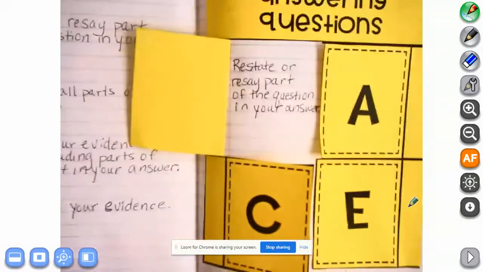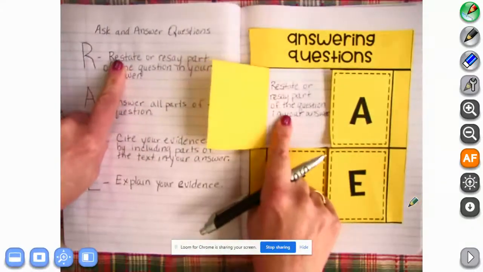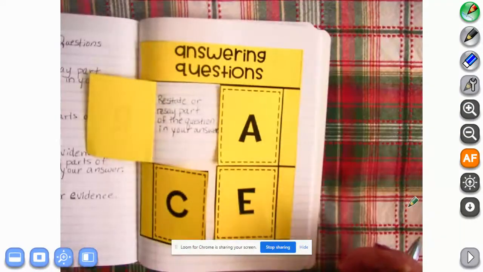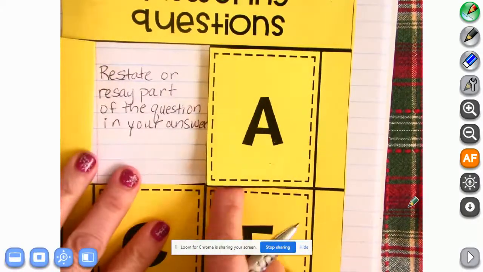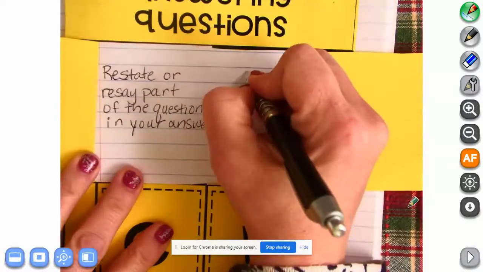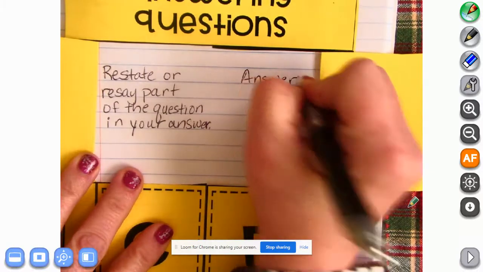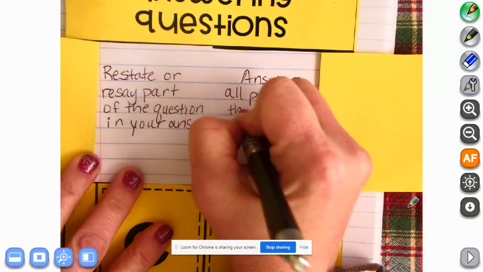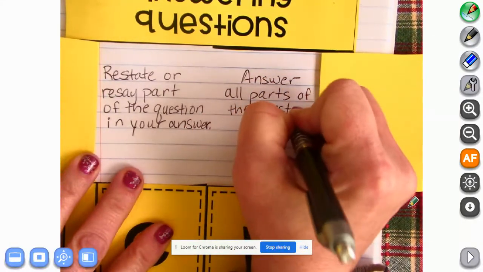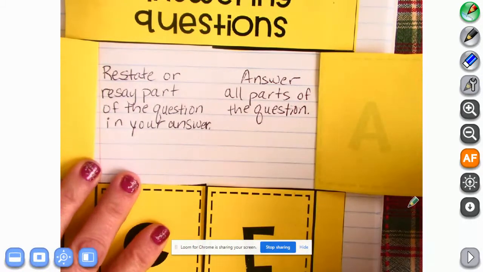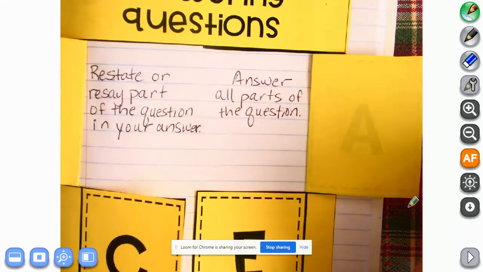What I mean by that is, have it open here and I can see, and I'm just writing the same thing down. So if you need to, you can just keep copying it out of your own book. All right, and then we're going to go to A. A stands for answer all parts of the question. So maybe it might say, what was the problem? What was the solution? Remember, we talked about that yesterday.